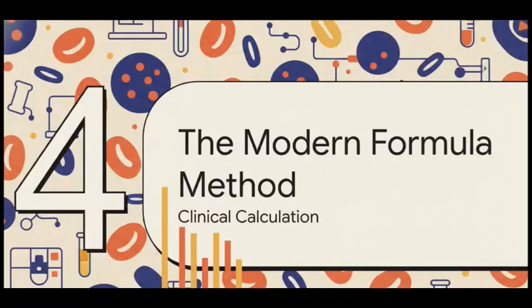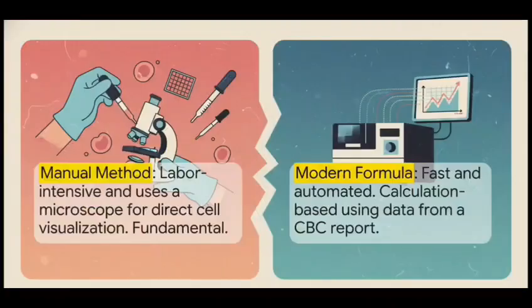Okay, so the manual method is great. It teaches you the fundamentals, but let's be real. In the clinic, day-to-day, you're not going to be doing that. You're going to use the modern method, which is way faster and uses the data you're already getting from an automated complete blood count. And you can see the difference right here. You've got the manual method on one side, it's more work, you're looking through a microscope, but you get to see the cells yourself. And then on the other side, you've got the modern formula. It's fast, it's automated, and it's just a quick calculation based on data you already have. This is what you'll see on basically every lab report today.